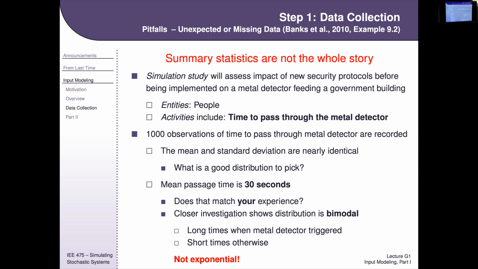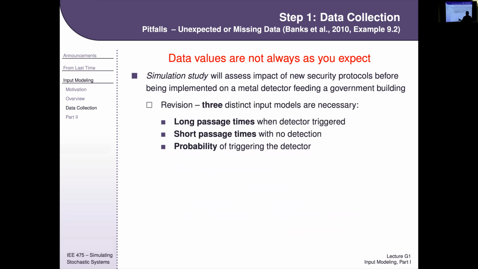So I look at that bimodality, and then I think, all right, maybe what I need to do is break my system diagram up so that I can better capture this bimodality within the structure of the system. So what I'm going to do here is say I don't have one input model, passage times. I have 3. I have a long passage time distribution, the upper mode, a short passage time distribution, the hump that's the lower mode, and a probability of triggering the detector, which my hypothesis is going to be what determines who's in which mode.